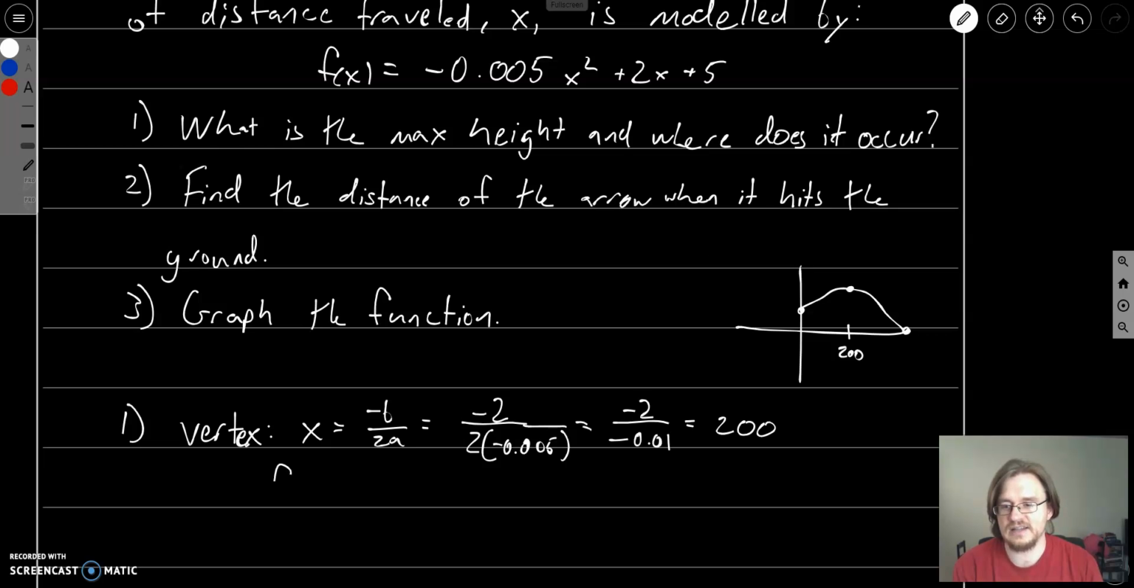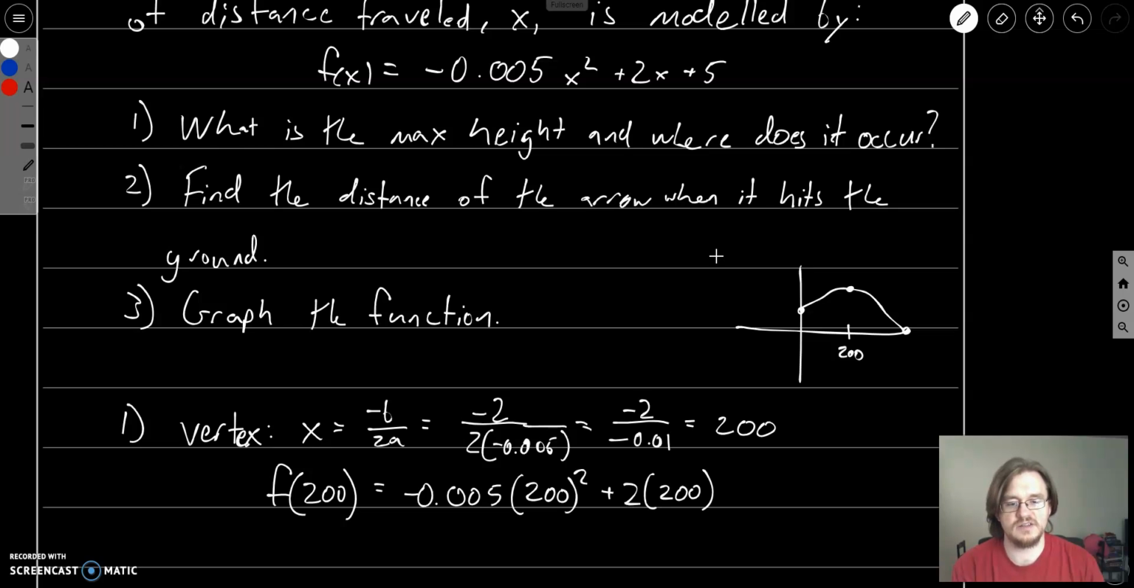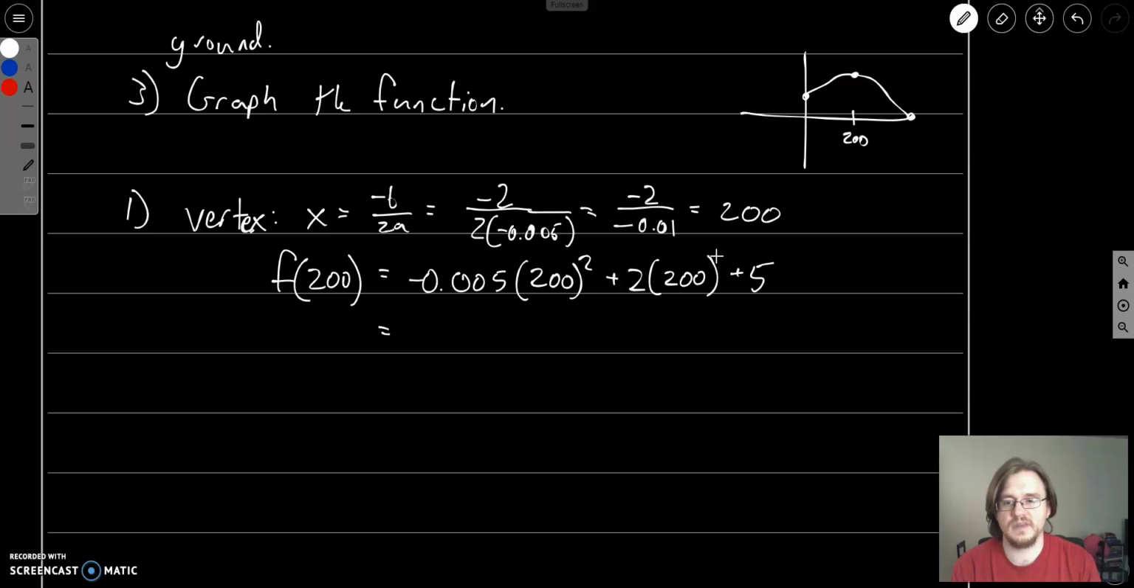But then what is the height? Well, at that point, after it's traveled 200 yards, we can just plug this in to find out. So it'll be negative 0.005 times 200 squared plus 2 times 200 plus 5. So we can start simplifying this. 200 squared will be 4 with 4 zeros, so 40,000, plus 400 plus 5.